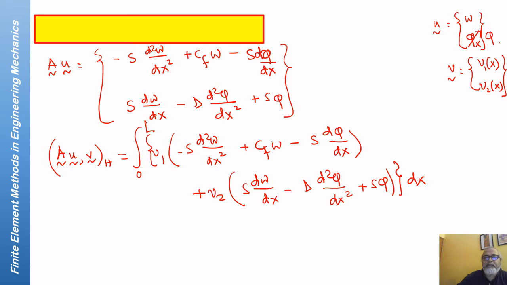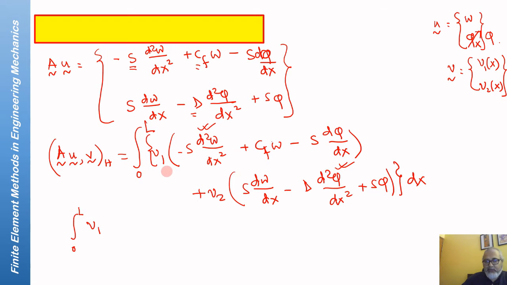Now these terms are easy. This term is easy. Why? Because you can immediately see that they're symmetric by applying integration by parts, which is another form of the divergence theorem in 1D. Let me just re-emphasize that this S, CF, D, these are taken to be constants, not dependent on x. Otherwise, the calculations would be a little bit more cumbersome, though the idea of the whole thing would remain the same. It would still remain self-adjoint.